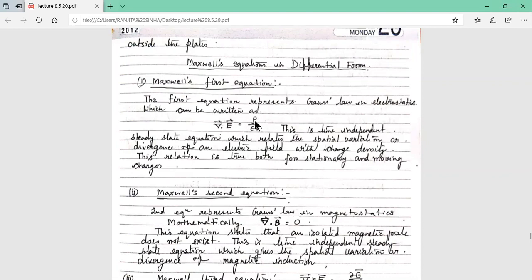So Maxwell's first equation gives Gauss law in electrostatics. It can be written as divergence of E equals rho by epsilon 0, and it gives the spatial variation or divergence of the electric field with the charge density. And this is true for both stationary and moving charges.